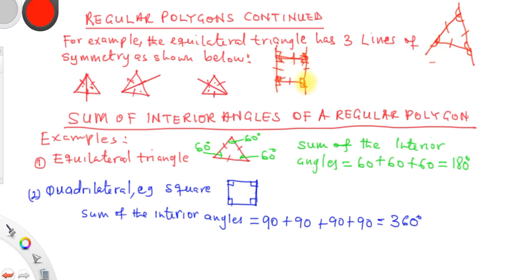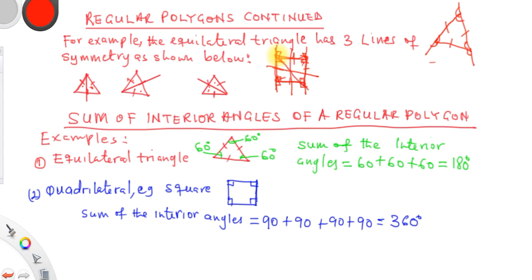Each regular polygon has lines that can divide the polygon into two equal parts, and the number of such lines depends on the number of sides. Since this square has 4 equal sides, the square has 4 lines of symmetry. Those lines that can divide the polygon into two equal parts are called lines of symmetry.